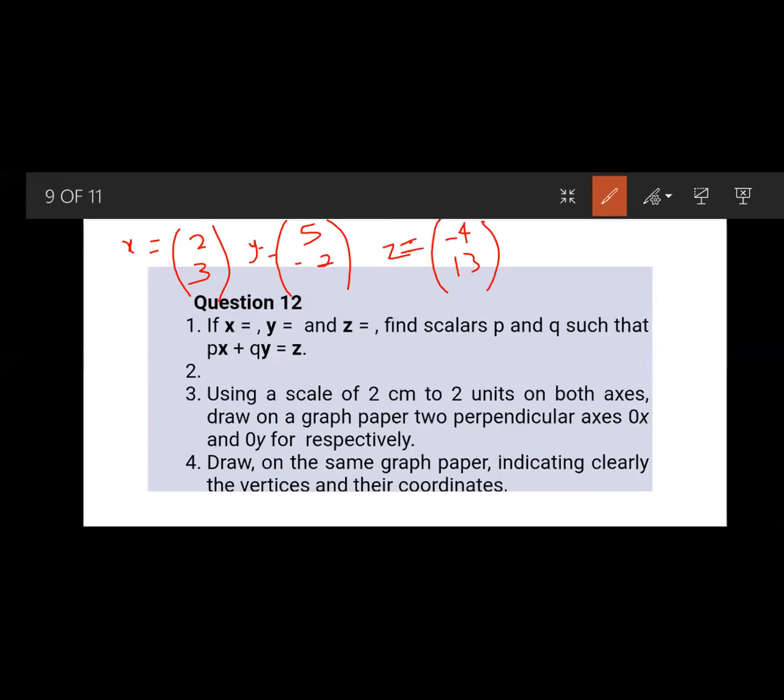So they said find the scalars P and Q such that Px plus Qy equals Z. Px means you multiply this one by P. Px plus Qy, you multiply this one by Q, will be equal to this. It's similar to what we did in the last one. So can you try it? Don't let me continue to try everything for you. What's the answer?